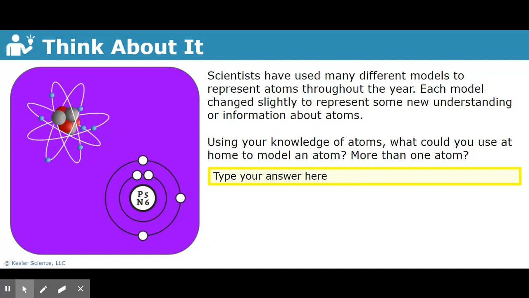Scientists have used many different models to represent atoms throughout the years. Each model has changed slightly to represent some new understanding or information about atoms. Using your knowledge of atoms, what could you use at home to model an atom, or more than one atom? What home resources do you think you could have to make a model without going to the store and getting it?